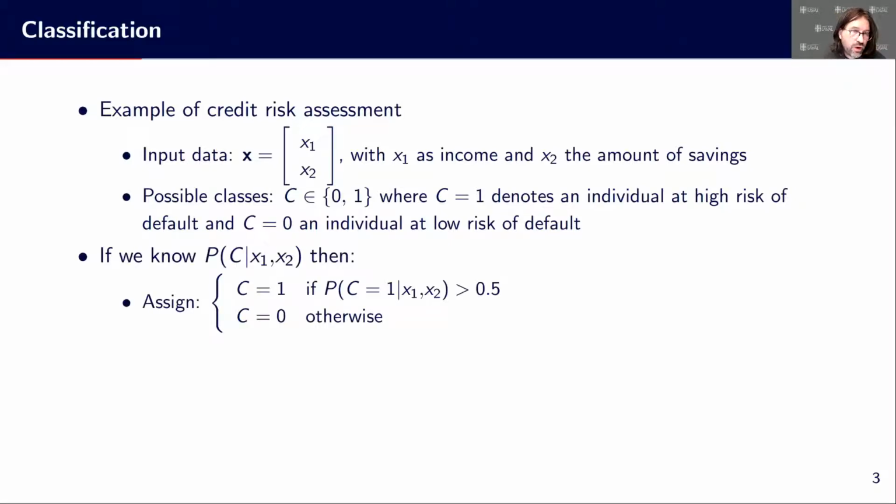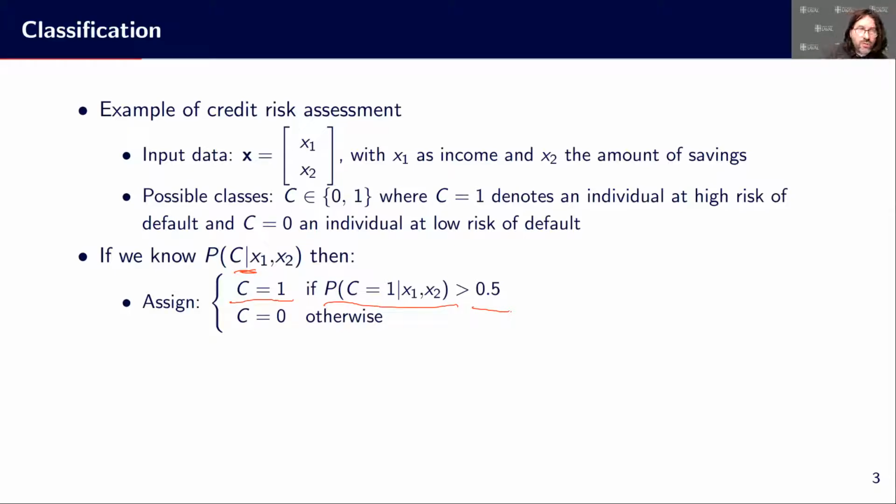If we are able to get the probability of C given x1 and x2, where the vertical bar really means given that, so given that we have x1 and x2, what is the probability of C equal to 1? If the probability that an individual is at high risk, given x1 and x2, is higher than 0.5, we can simply assume that this individual is at high risk. So we will assign this individual as a high risk individual.